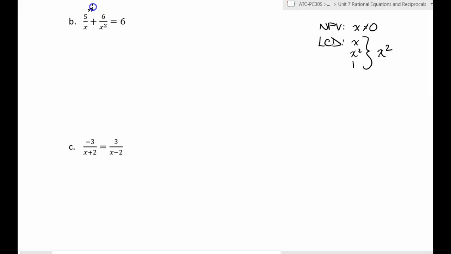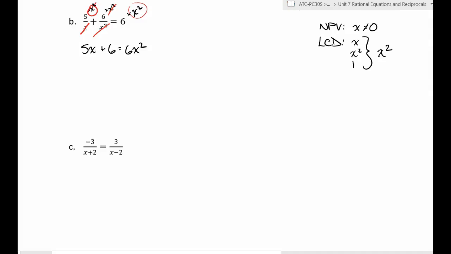So I'm going to multiply by x squared, multiply by x squared, multiply by x squared. Again, going through, I'm left with 1x here, and I'm going to circle it so that I don't forget, like I almost did in the last question. Both x's are going to cancel out here, and since there's no denominator, that x squared is going to stick around. So we've got 5x plus 6 equals 6x squared.